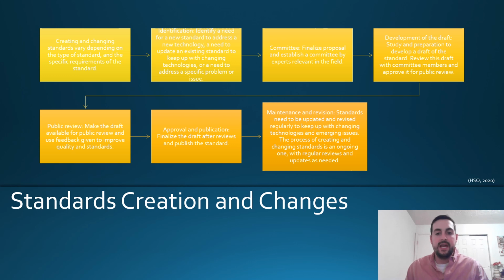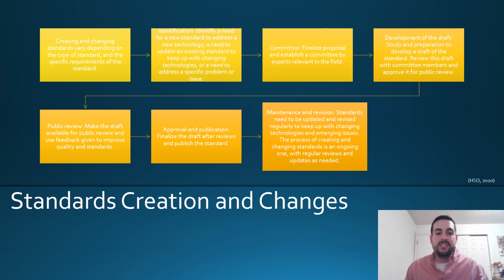Once a committee has been established, we can develop the draft. This is going to require study and preparation to develop this draft, and then review the draft with the committee and members to make sure it's approved for public review. Then we move on to public review, which is making the draft available for the public to review, and they can offer feedback that's used to improve the quality of the standards. Once that's been done, now we move on to approval and publication. This is finalizing the draft after reviews, and then we can publish the standard.